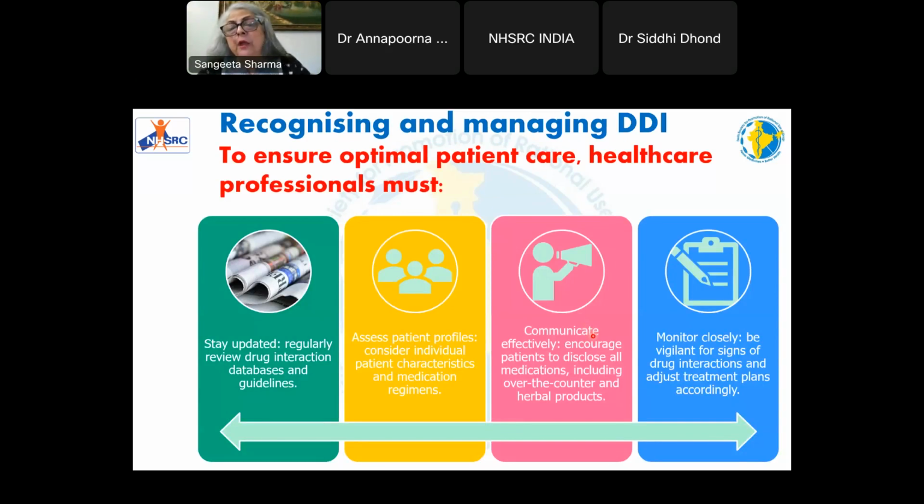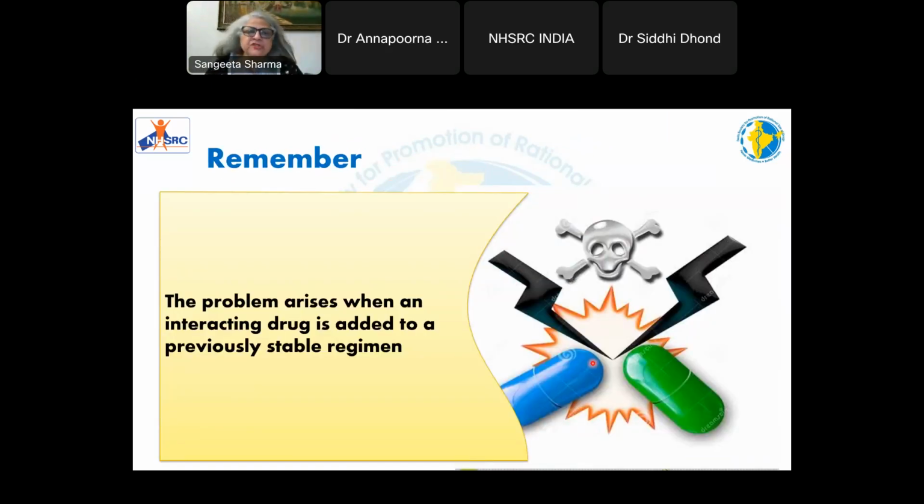You need to inform, especially the elderly patients, they get confused whenever a brand name is changed or your supply in the hospital changes. They often recognize these drugs by their appearance, the color, size, etc. So monitor these patients closely, and remember, the problem arises when an interacting drug is added to a previously stable regimen.